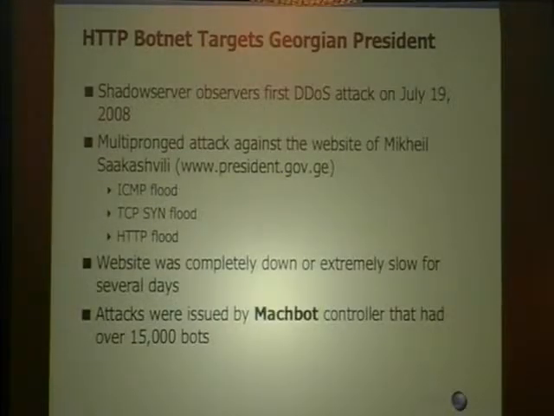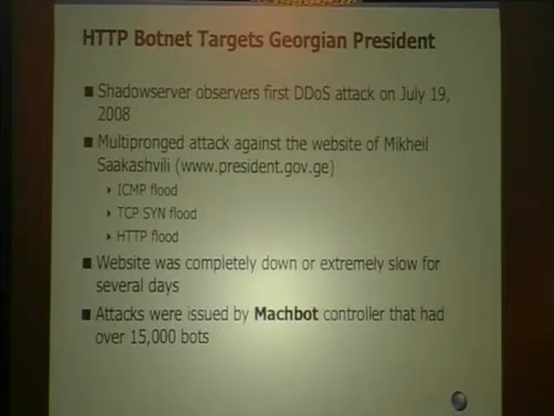Since we just added this in recently, we did a presentation I put together related to the Georgian DDoS attacks. This actually fits in pretty well to a lot of the stuff here. We observed our first attacks on the Georgian president's website. I know it's Mikhail. I don't want to try and pronounce his last name. Someone can shout it out if you want. I don't want to butcher it.